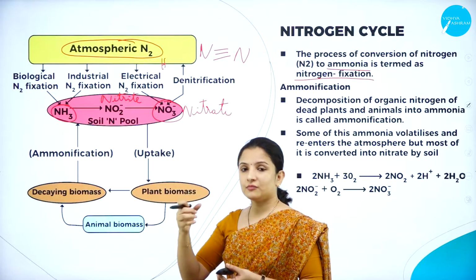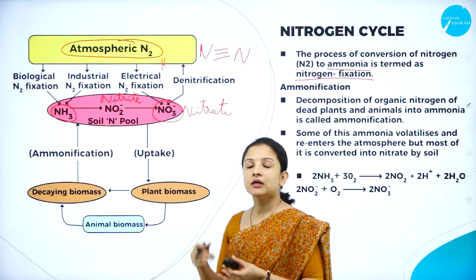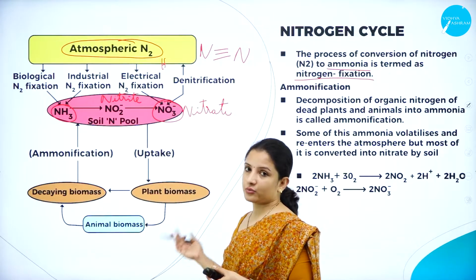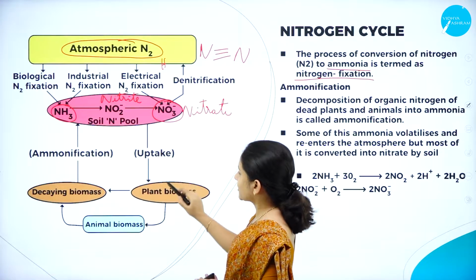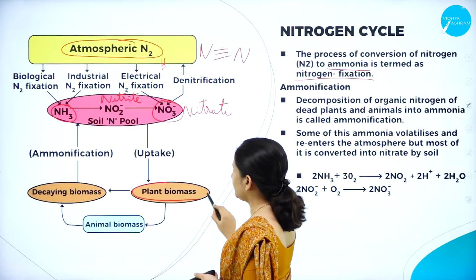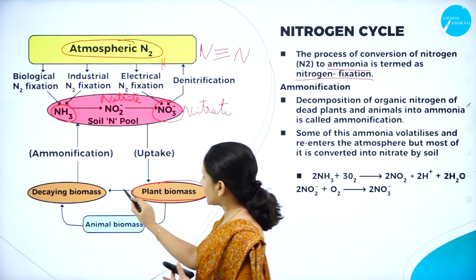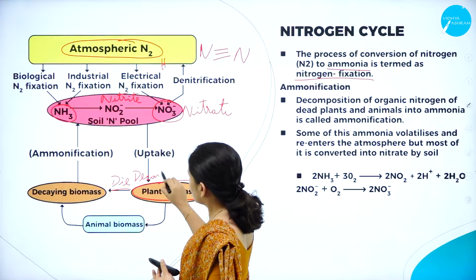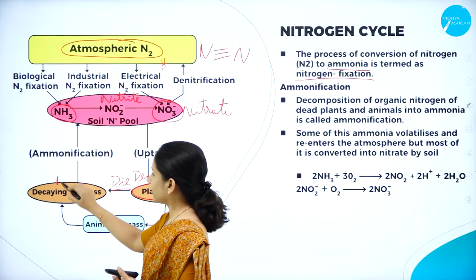So when rain falls on the ground, it will contain this particular ammonia. That ammonia can get converted into nitrite and then to nitrate and can be utilized by the plants. So now we have the nitrate. This nitrate will be taken up by the plants that are living there. These plants can directly die and decay, and they can form decaying biomass containing nitrogen.